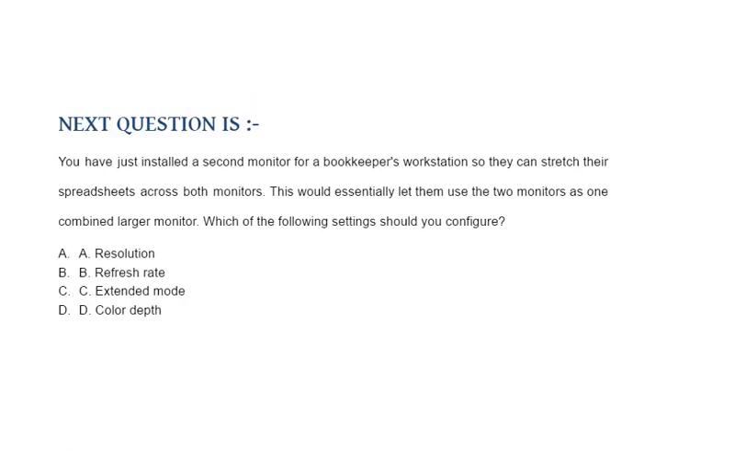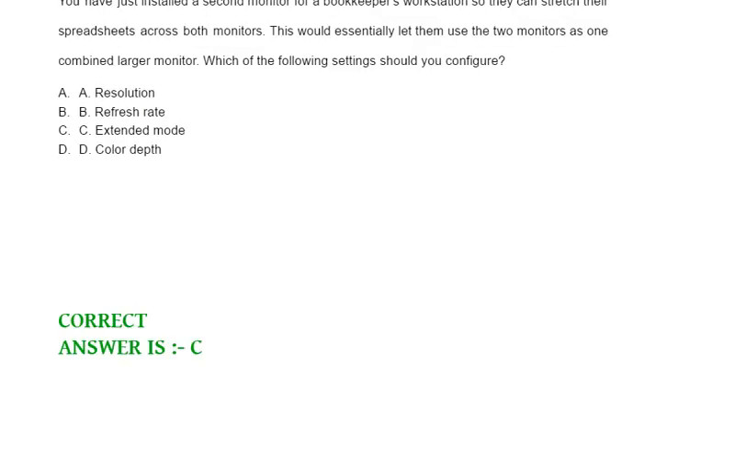Next question is, you have just installed a second monitor for a bookkeeper's workstation so they can stretch their spreadsheet across both monitors. This would essentially let them use the two monitors as one combined larger monitor. Which of the following settings should you configure? Option A. Resolution. Option B. Refresh rate. Option C. Extended mode. Option D. Color depth. Correct answer is option C.